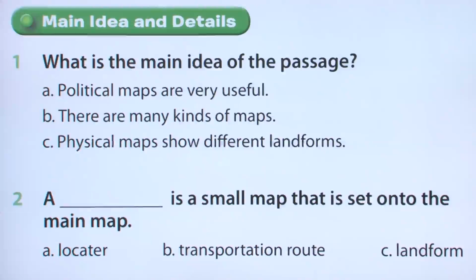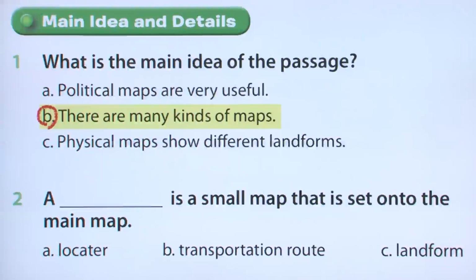What was the main point of the story? Was it A, political maps are very useful? B, there are many kinds of maps? C, physical maps show different landforms. Now, which one of those was the main idea? A, B, or C? B. Yeah, the story is telling us about the many kinds of maps.